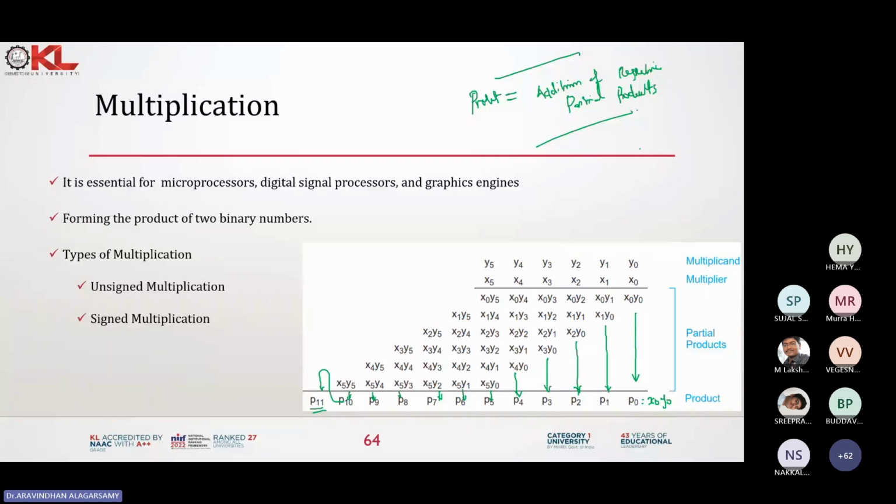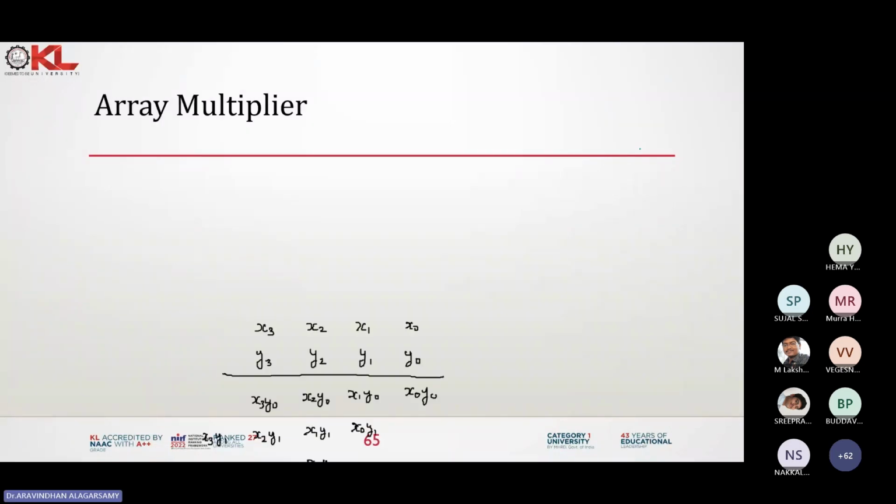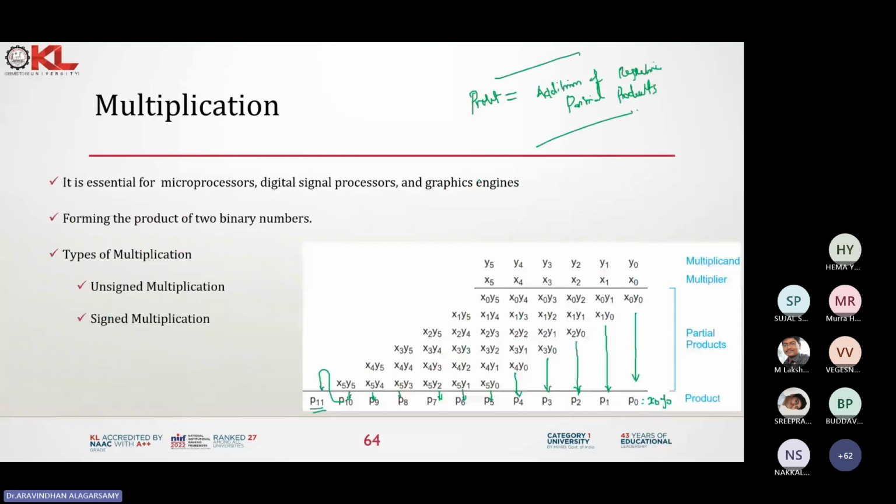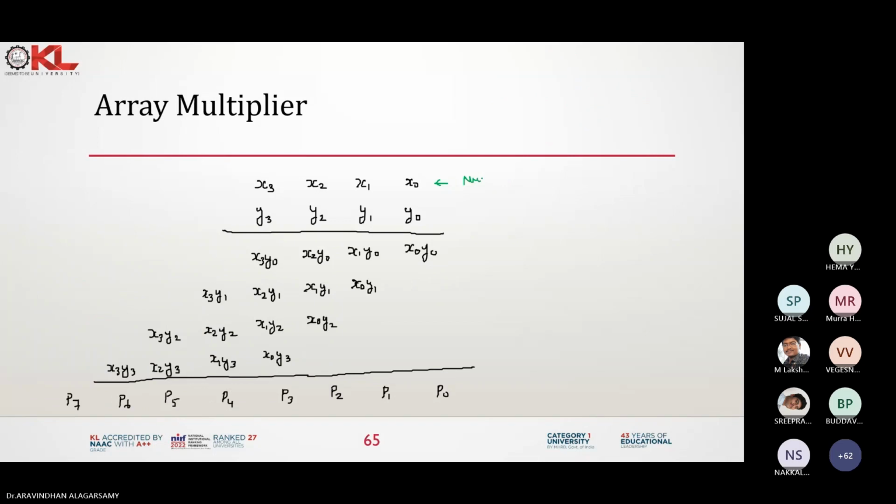Let me take an array multiplier now. This is your multiplicand. This is your multiplier. And I'm going to form the partial products. How many bits is it? 4 bits. So I can write x0, x1, x2, x3.